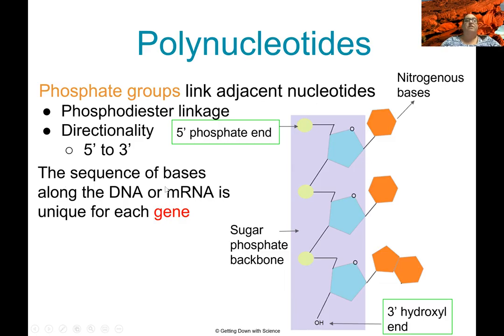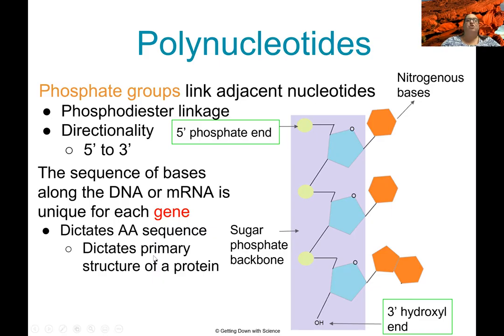Okay, the sequence of the bases along the DNA or the messenger RNA is unique for each gene. So we're looking at which nitrogenous base is put in there. Is it an A, T, C, G, whatever that sequence is, it's going to be unique for the gene that it is coding. It will then dictate that amino acid sequence. So it's going to tell what order we put those amino acids in to make our protein. So it dictates the primary structure of the protein.